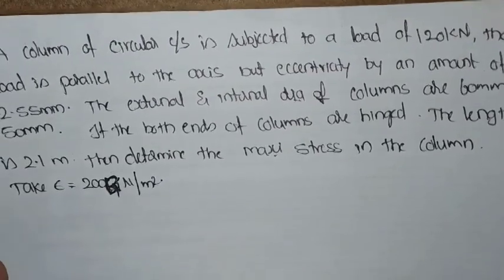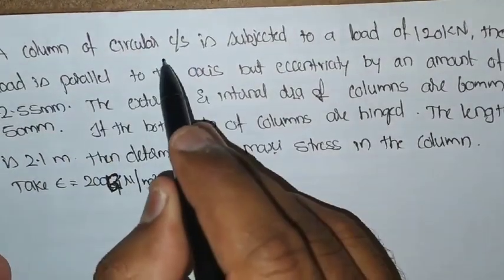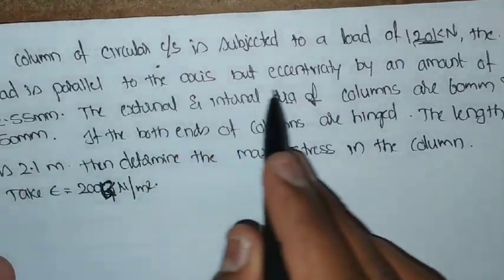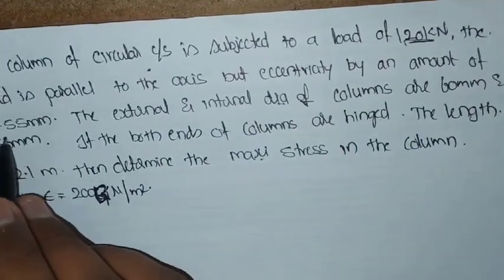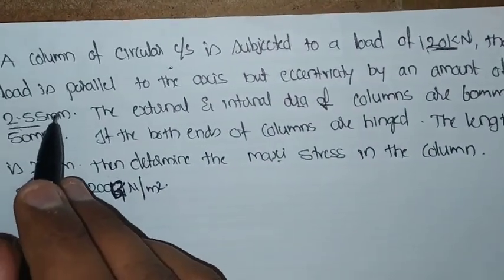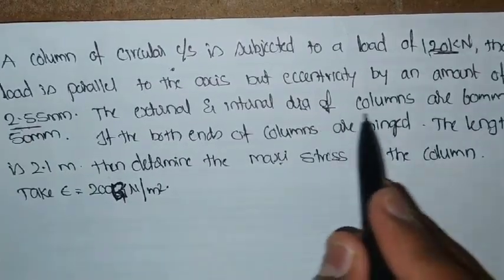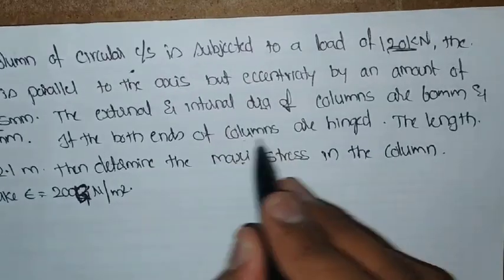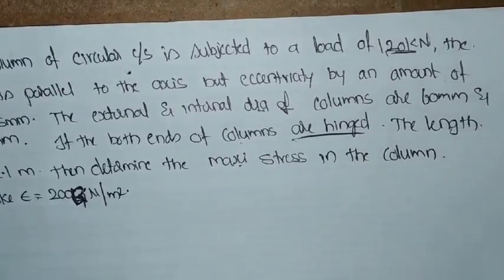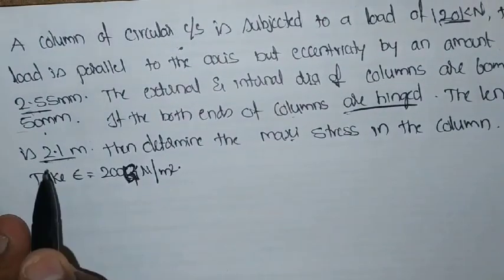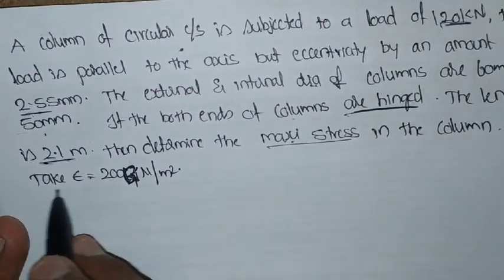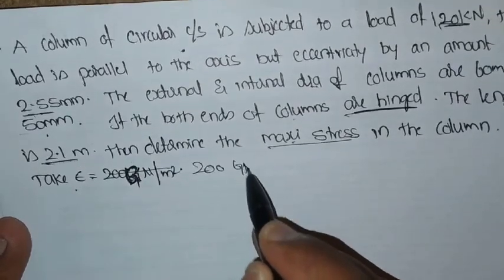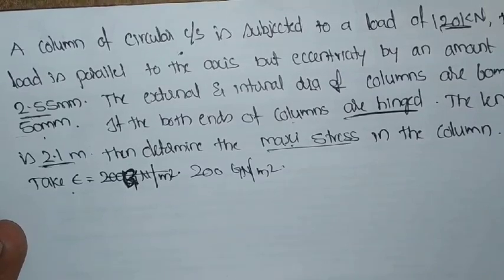A column of circular cross section is subjected to a load of 120 kilonewton. The load is parallel to the axis but eccentric by an amount of 2.5 mm. The external and internal diameters of the column are 60 mm and 50 mm. If both ends of the column are hinged, which is the condition he has given, and the length of the column is 2.5 meter, determine the maximum stress, taking E equal to 200 giganewton per meter square.